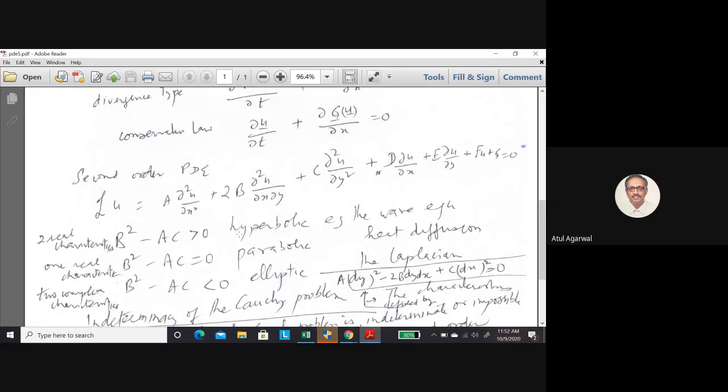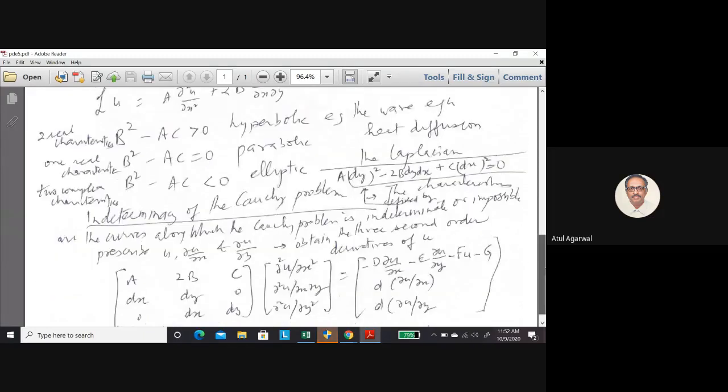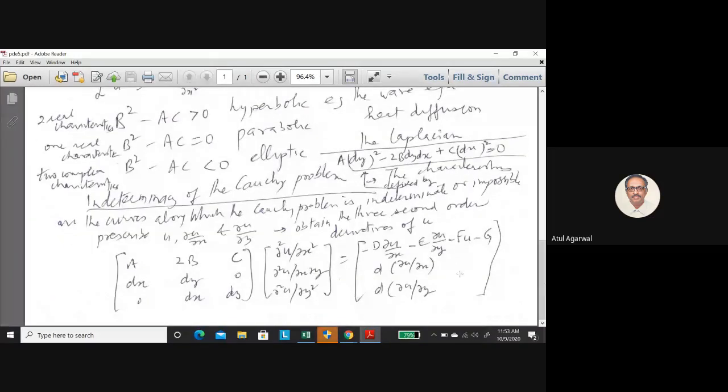Here if you see this, b square minus ac greater than 0 is a hyperbolic situation, as for the wave equation. If this is equal to 0, it's a parabolic situation. If it is less than 0, it is elliptic. All this I will do some other day.